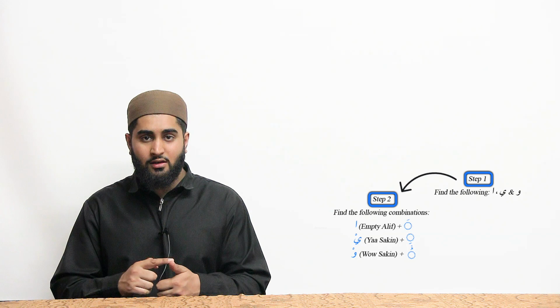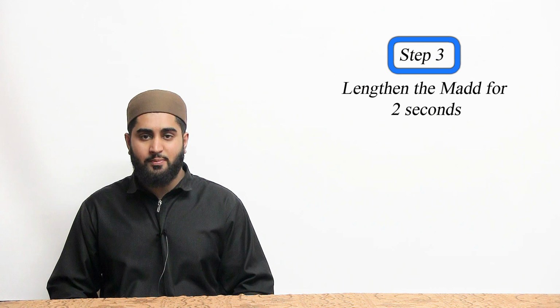A little recap. Step 1 was to find an empty alif, ya sakin or waw sakin. Step 2 was to find any of the combinations, which is empty alif with a fatha before it, ya sakin with a kasra before it, or a waw sakin with a dhamma before it. Now the third and final step is to lengthen each one for 2 seconds. Okay, we'll go over a little example together, inshallah.